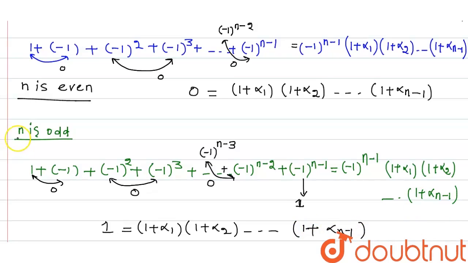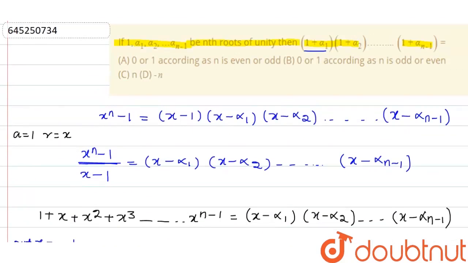So when n is odd it is 1, and when n is even it is 0. So our correct option is the first option: 0 or 1 according as n is even or odd. When n is even it is 0, and when n is odd it is 1. So option first is the correct answer.